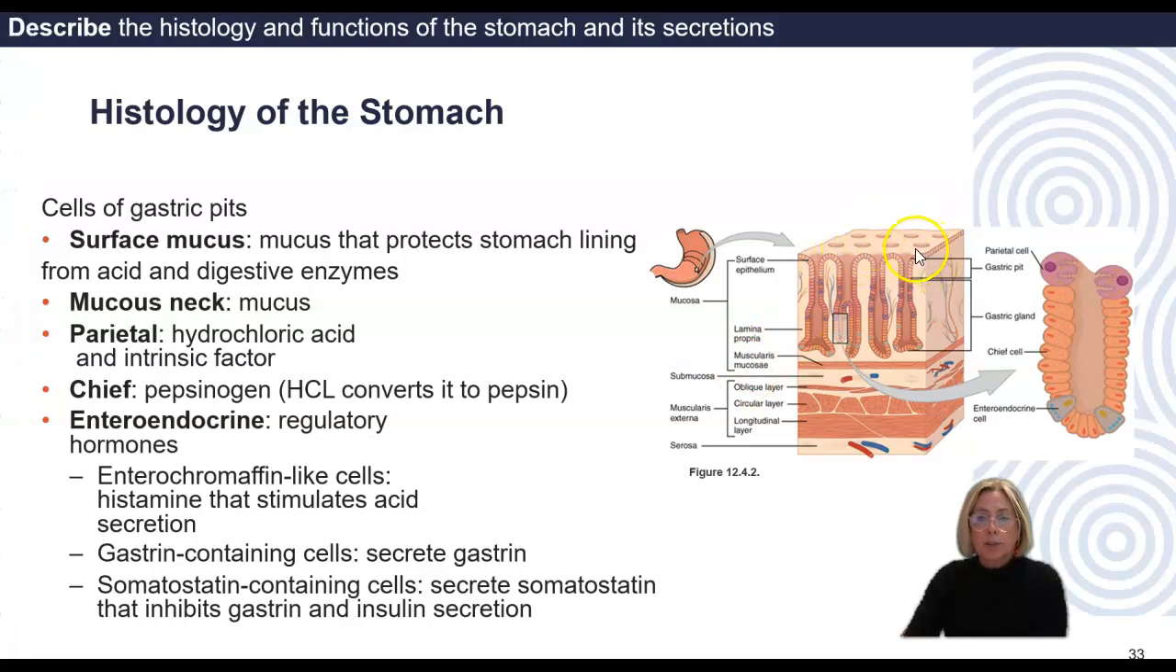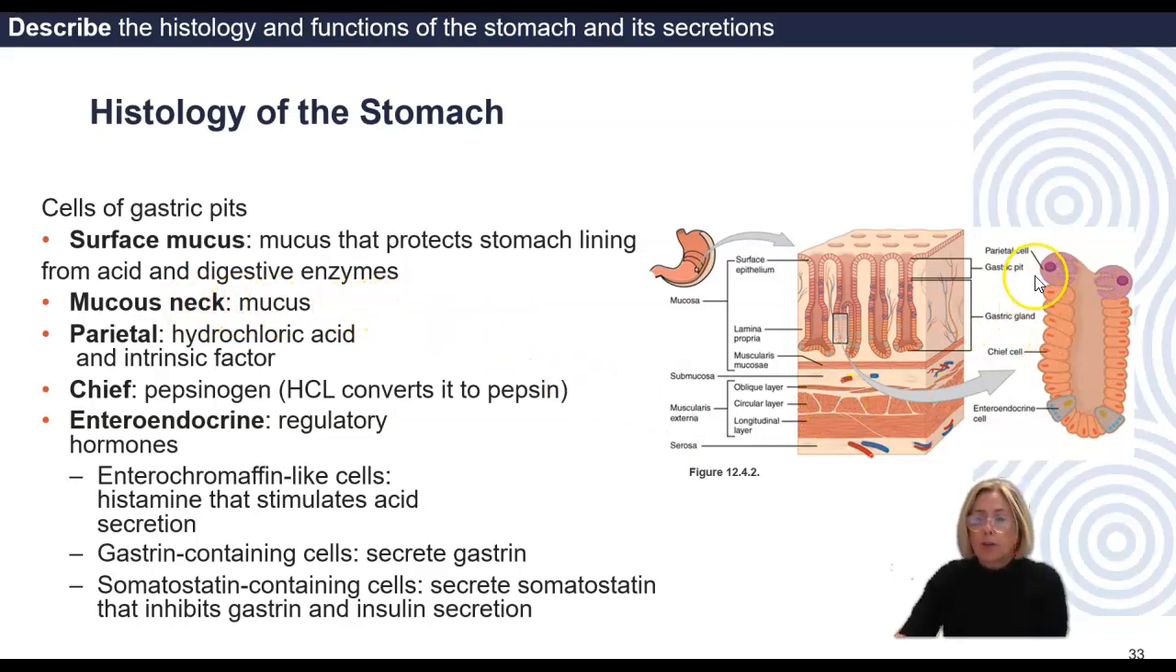Now, the cells of these gastric pits include surface mucus cells that produce a very thick alkaline mucus that protects the stomach lining from acid and digestive enzymes. We're going to learn that protein digestion occurs in the stomach, and these protein splitting enzymes are very powerful. And if you don't have that thick alkaline mucus lining the stomach wall, then these proteases can cause tissue damage. We also have mucous neck cells that produce a different type of mucus.